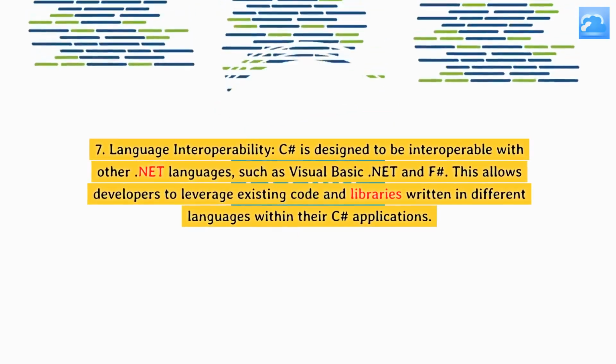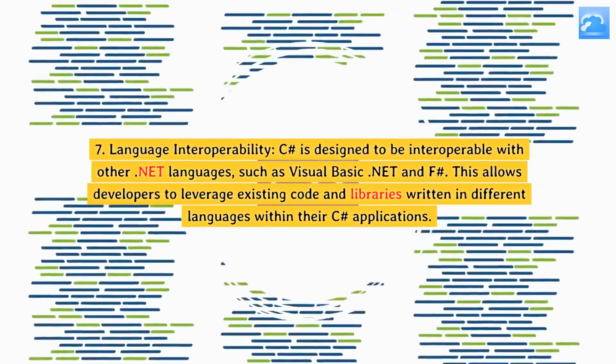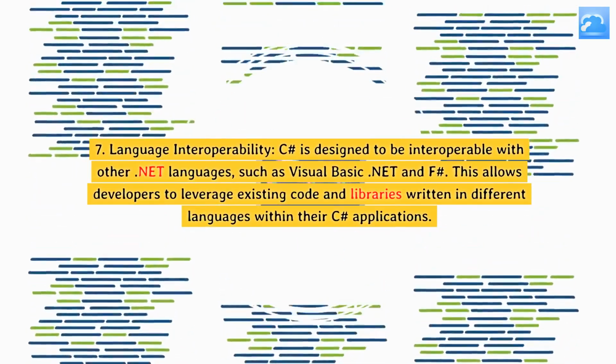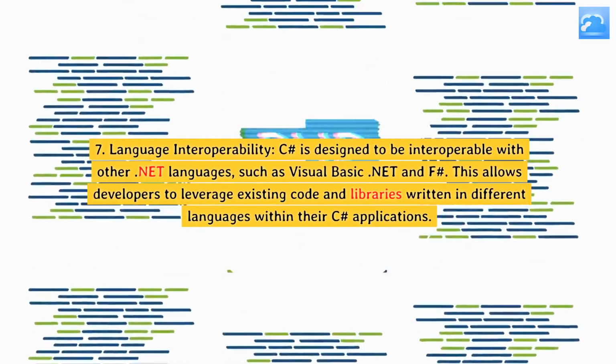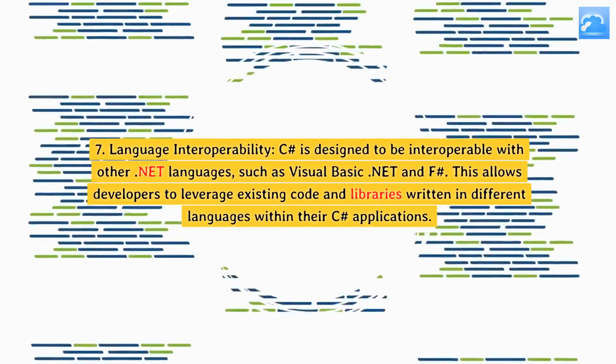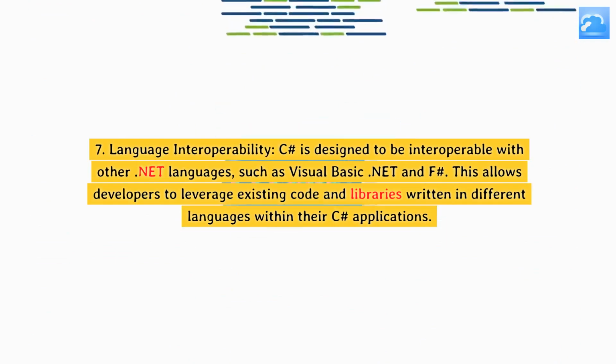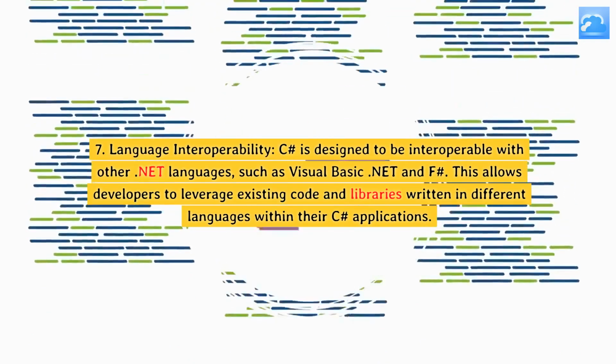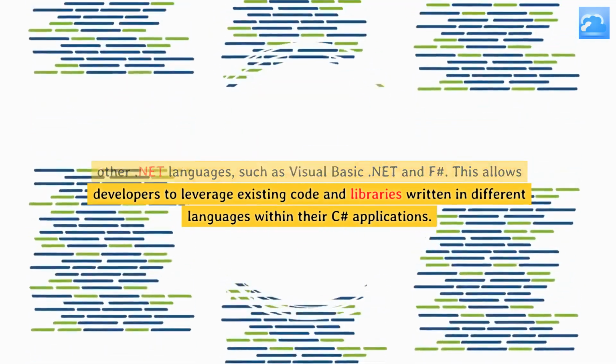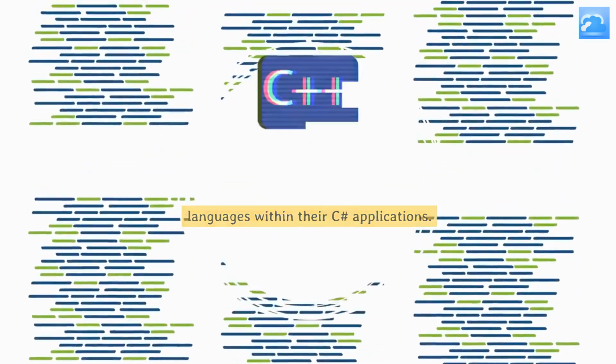7. Language Interoperability. C# is designed to be interoperable with other .NET languages, such as Visual Basic .NET and F#. This allows developers to leverage existing code and libraries written in different languages within their C# applications.